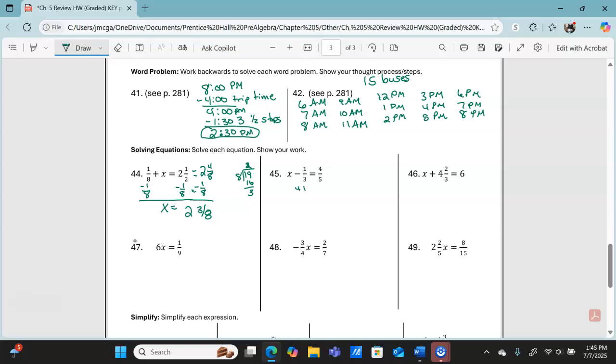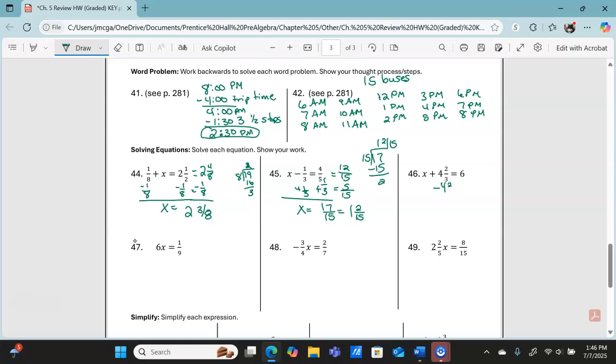On 45, we have x minus 1/3. So I'm going to need to add 1/3 to both sides. So get a common denominator. It's 15, so we need to multiply the 4/5 by 3/3 and the 1/3 by 5/5. And so we get 17/15, which is 1 2/15. And here's how you would get that. 15 goes into 17 one time with 2 left over.